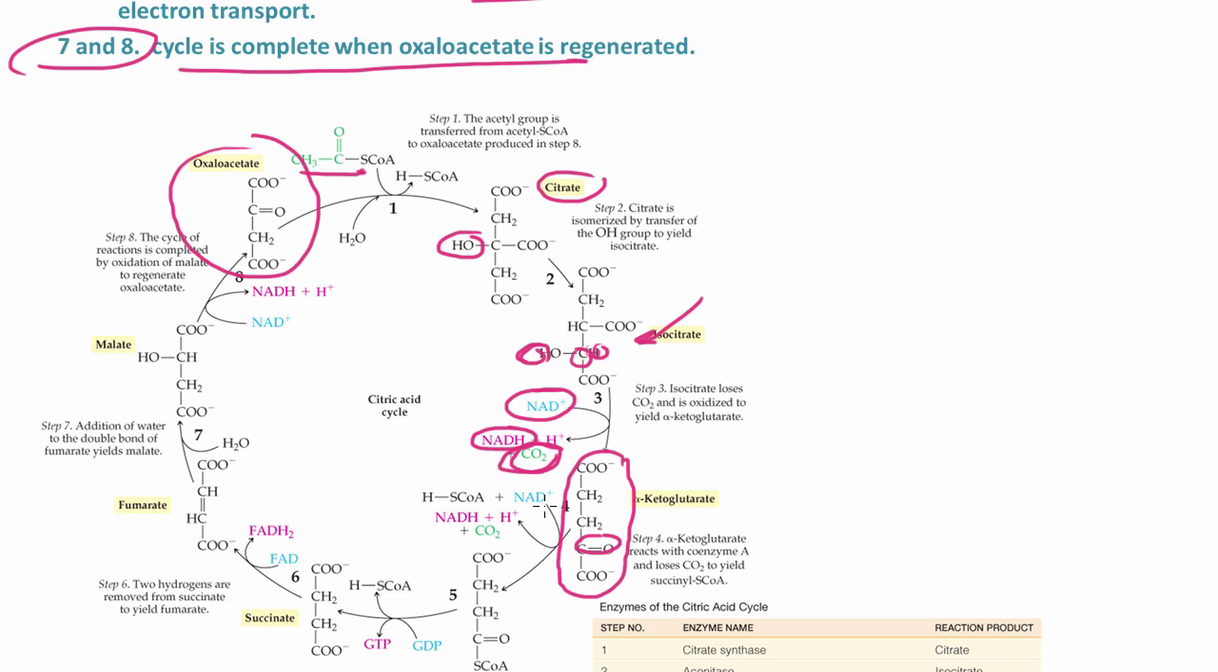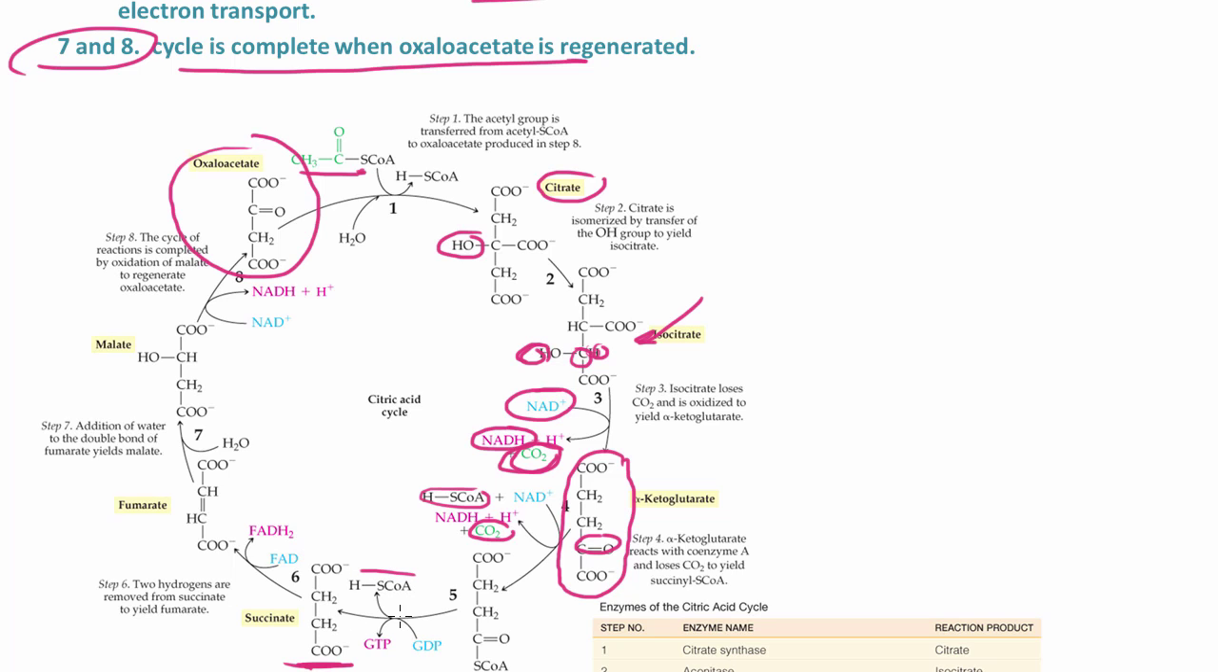Our alpha ketoglutarate, okay, we see another oxidation take place here. It reacts with coenzyme A, okay, and loses a CO2, so another molecule of carbon dioxide, in order to yield our succinyl coenzyme A. Okay, so that's step 4. In step 5, our succinyl coenzyme A then is kind of set free, if you will, in order to give this molecule succinate plus the coenzyme A.